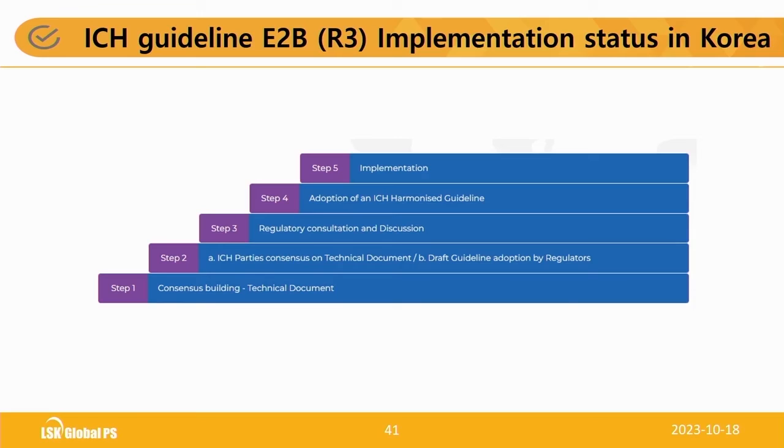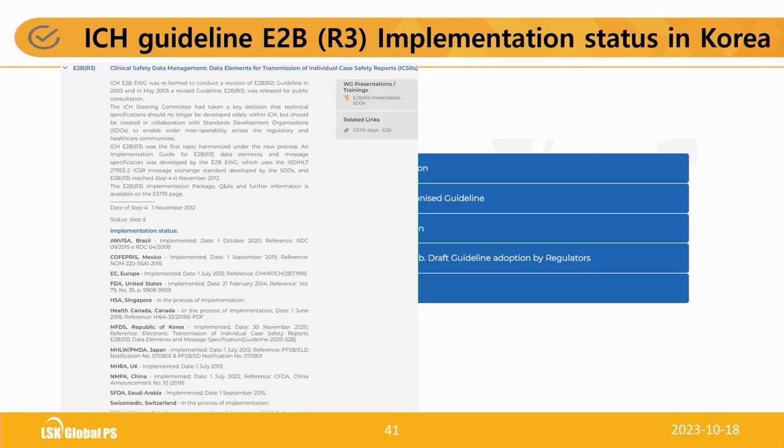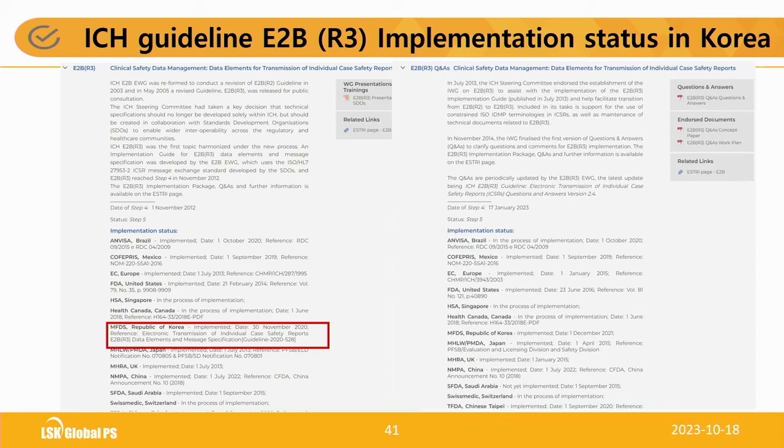So we were speaking about step 4 and step 5 earlier. Step 4 is the adoption stage for the ICH harmonized guideline, and step 5 is the implementation stage. If you go to the ICH website, you can see the implementation status of each country, and you can see that the Republic of Korea implemented step 5 in December 2021, and there's the E2B R3 Q and A.